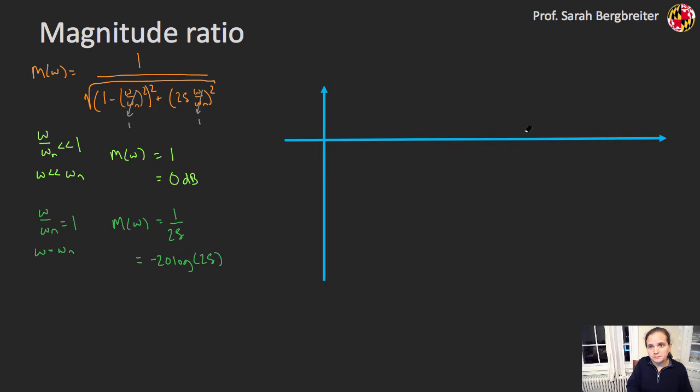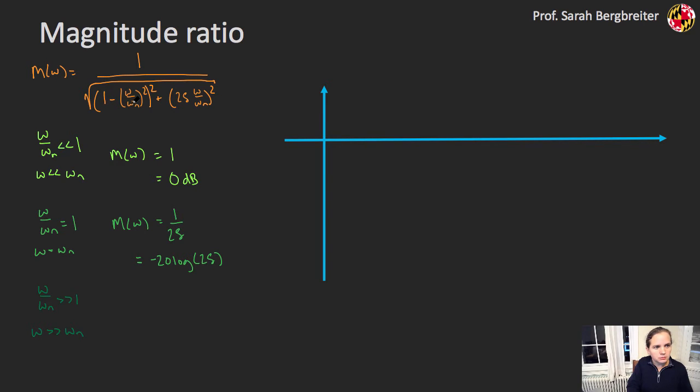And then finally we have the case where omega over omega n is a lot bigger than 1, or the frequency of my input signal is a lot higher than the natural frequency of my sensor. And in this case, we effectively have an omega over omega n to the 4th term here, and an omega over omega n squared term, and some other squared terms, and this 1 term.